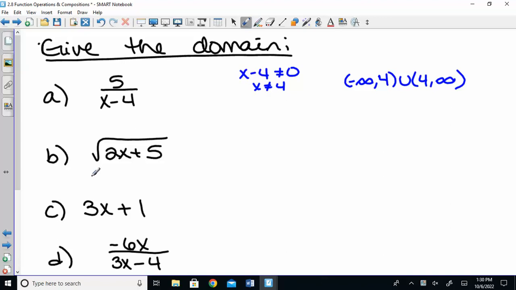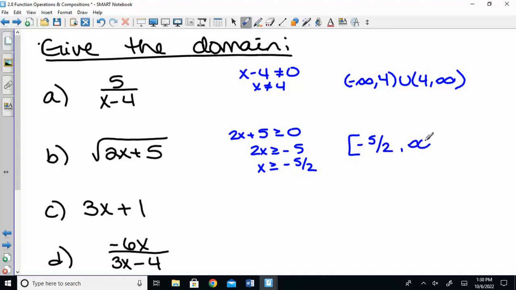So b, it's a radical. I told you if it's a square root, it's whatever is underneath greater than or equal to 0. So 2x is greater than or equal to negative 5. So x is greater than or equal to negative 5 halves. So it's everything 5 halves and larger. Since it's equal to, the 5 halves gets a bracket. So bracket, negative 5 halves to infinity.